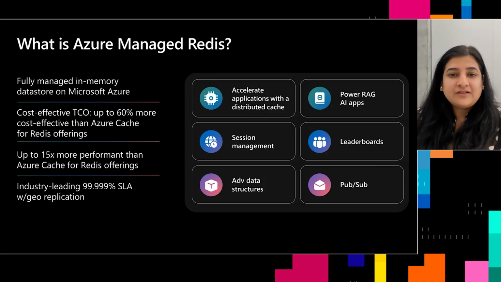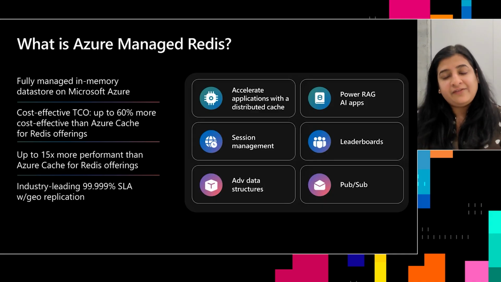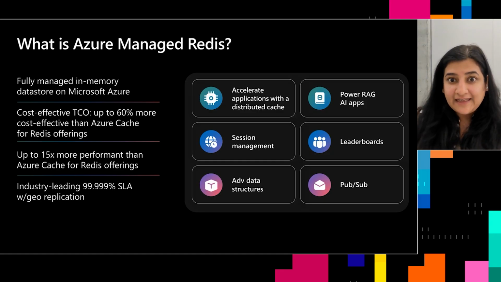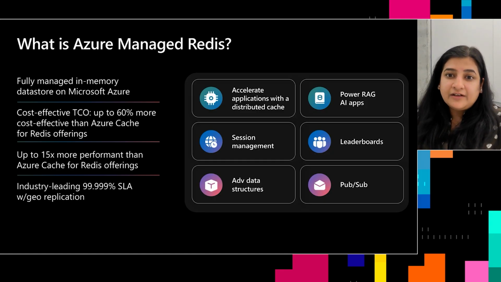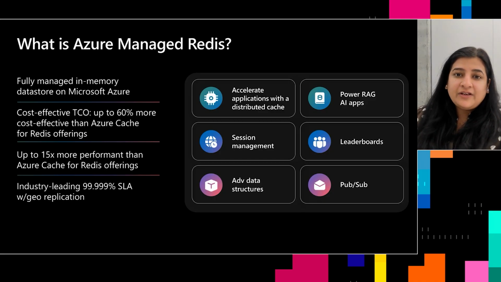It has a 4 nines offering by default, and obviously you can also set it up with a 5 nines setup with geo replication, which will give you the 5 nines of availability SLA. As with the Redis software, it can support your acceleration scenarios for your applications.